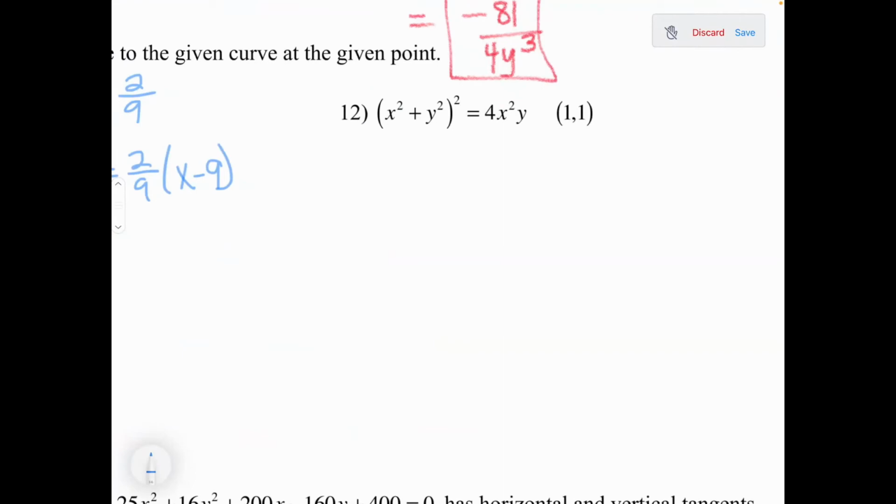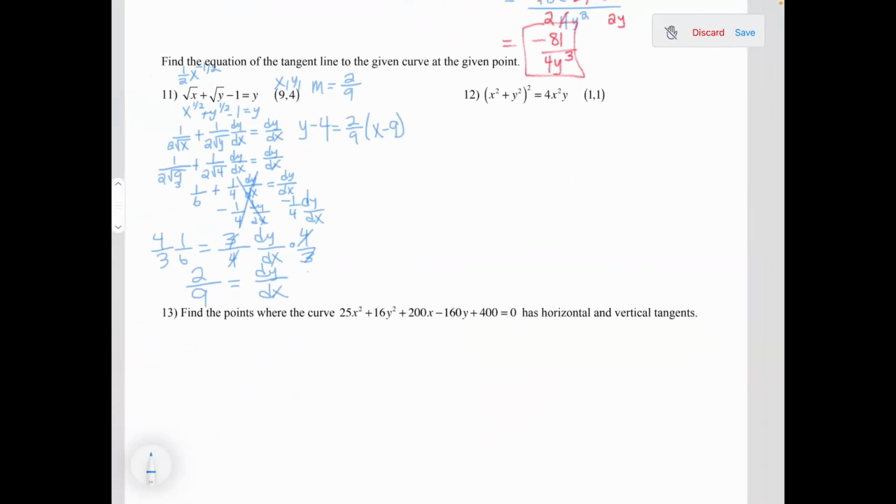Number 12, we would do likewise. We're going to have chain rule on the left. We're going to have product rule on the right. But the idea there is the same.